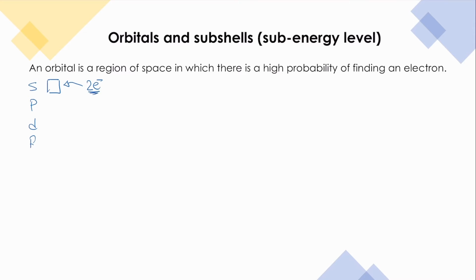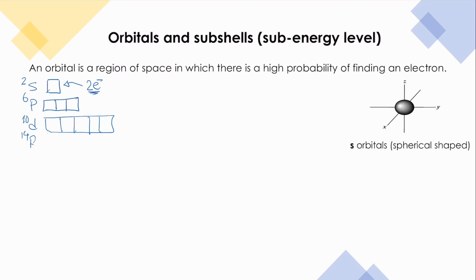If the capacity of S is 2, we have only one orbital for S. For P, how many electrons? 6 electrons. So how many boxes or orbitals? We have 3 orbitals. For D, 10, so we should have, of course, 1, 2, 3, 4, 5 orbitals. For F, we have 14 electrons, so we should have 7 orbitals, which could be represented by 7 boxes. But these boxes were drawn to represent how electrons are filling those orbitals.